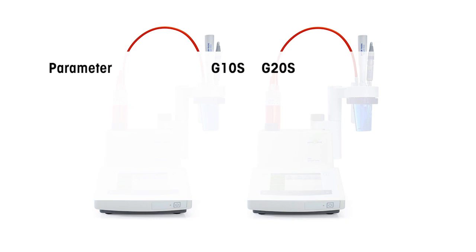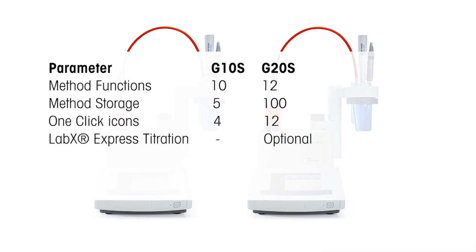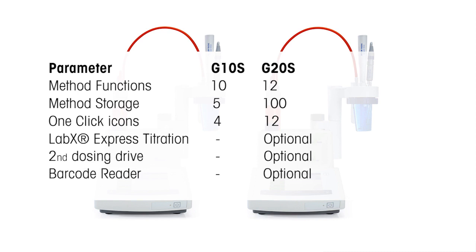Let's take a quick recap of the differences between the G10S and the G20S. The G10S has a maximum of 10 method functions. A G20S can have 12. A G10S has memory for 5 methods. A G20S can hold up to 100. Up to 12 icons can be placed on the G20S's home screen versus 4 on the G10S. The use of LabX Express titration software, a second drive, and a barcode reader are only possible on the G20S.